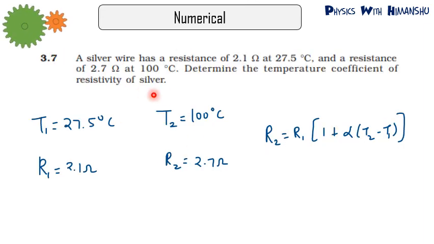Similarly, we have another question: a silver wire has a resistance of 2.1 ohm at 27.5 degrees Celsius and a resistance of 2.7 ohm at 100 degrees Celsius. Determine the temperature coefficient of resistivity of silver. So we have T1, we have R1, we have T2, we have R2. So you just have to put the values in this formula, that is R2 equal to R1, 1 plus alpha T2 minus T1. So you can easily find out the value of the temperature coefficient of resistivity.